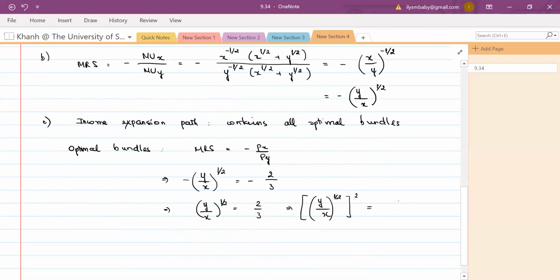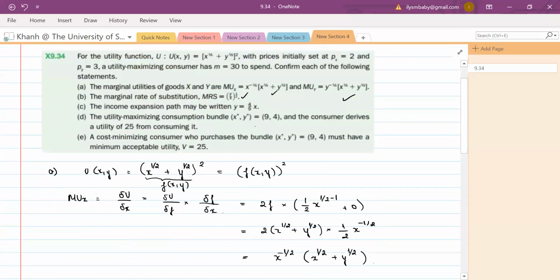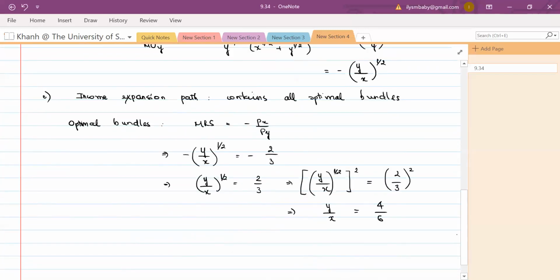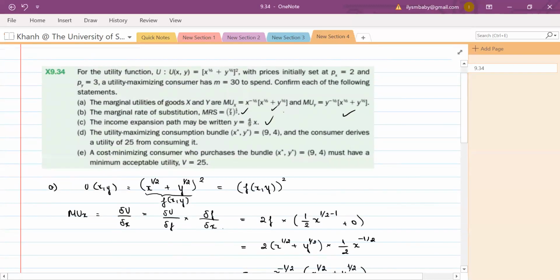Okay, so I'll do it step by step. I got 2 on 3 squared. So this thing is just going to become x on y, because everything to the power half, squared, is going to be equal to y on x, and that is equal to 4 on 9. Sorry, 3 squared is 9. Therefore, y is equal to 4 on 9x. So that's the equation for the income expansion path, which is what it's asking you to prove.